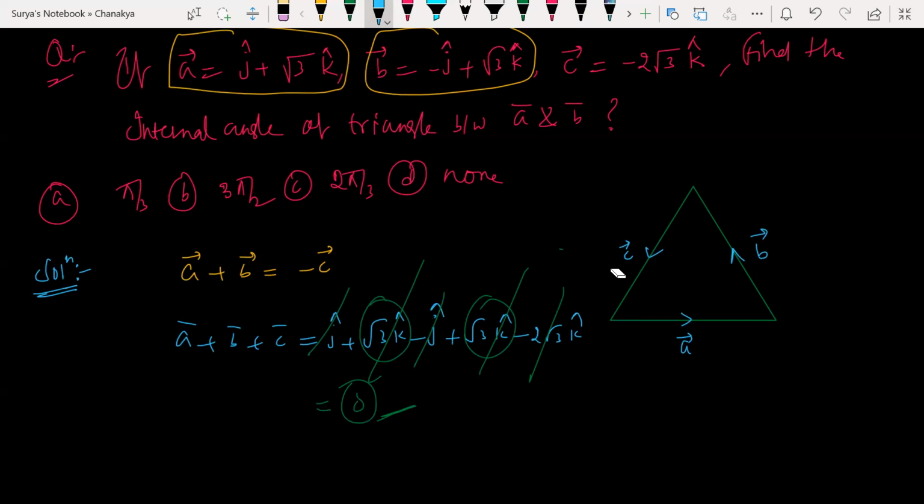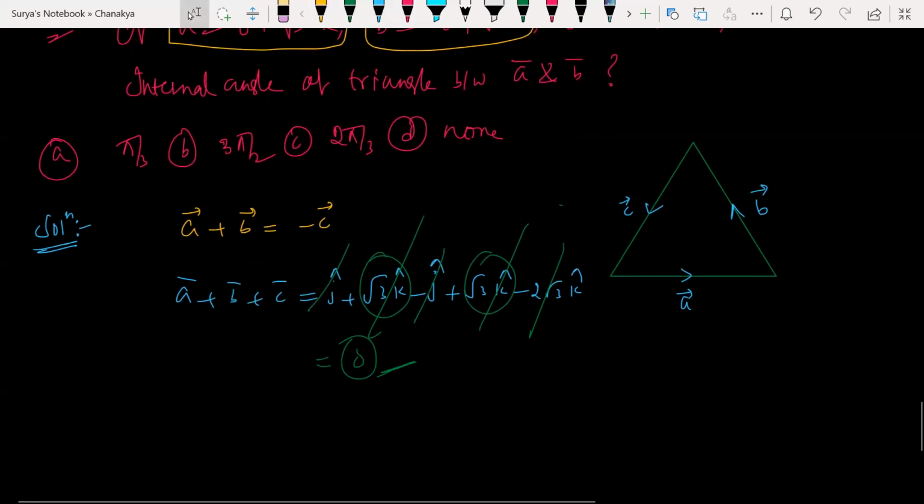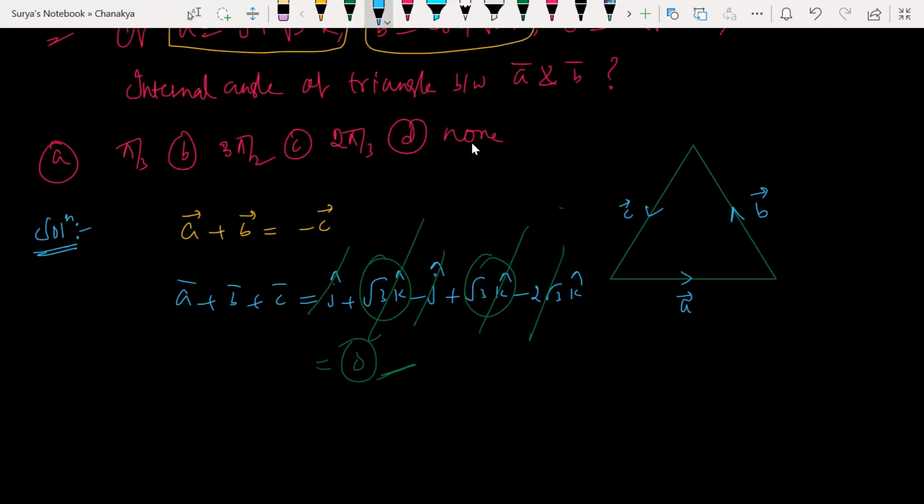Now, what happens now? He's asking for the angle between A and B. Now if I just enlarge this, if I extend this, Ritik, are you able to understand? Yes, sir. He's asking for the angle between A and B, he's asking for theta here. Tell me, guys, he's asking for A and B, right? Now what is this going to be?